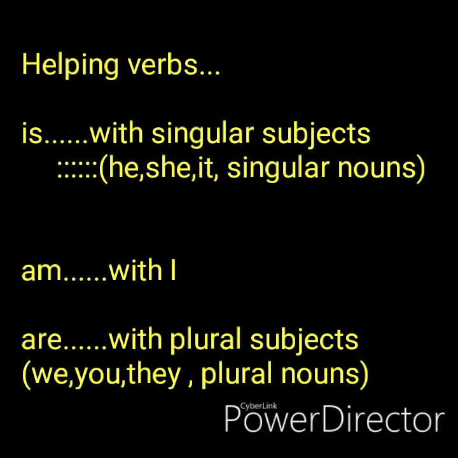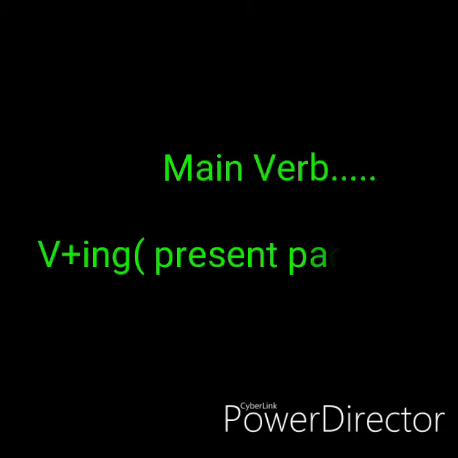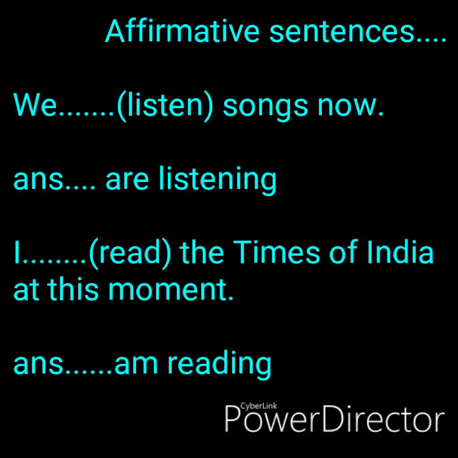Helping verbs: is with singular subjects, am with I, and are is used with plural subjects. So there are three helping verbs which are used: is, am, and are. In continuous tenses, we use ing form.